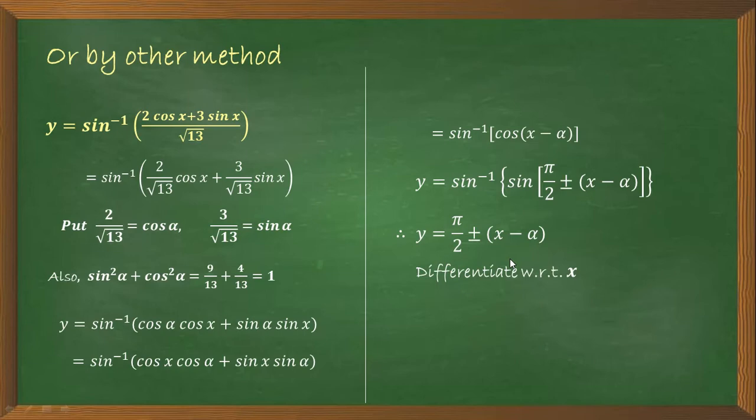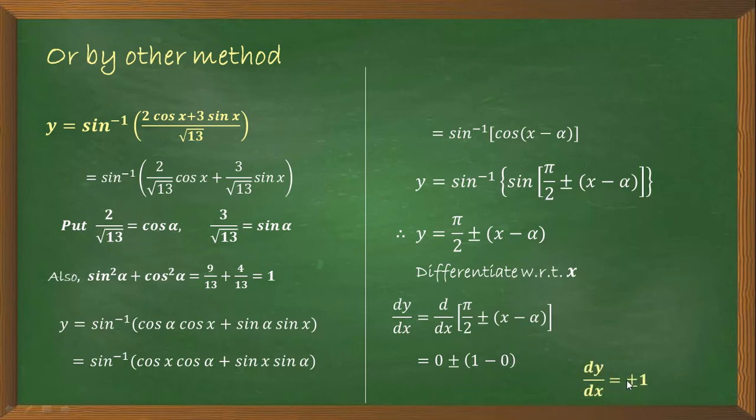Now if you differentiate this with respect to x, then dy by dx is equal to d by dx of this, and now see the derivative of pi by 2 is 0, plus or minus as it is, and in bracket derivative of x is 1 minus derivative of alpha is 0, and hence we get dy by dx is equal to plus or minus 1. Means if you select plus sign here, then you will get dy by dx equal to plus 1, and if you select minus sign here, then you will get dy by dx is equal to minus 1.